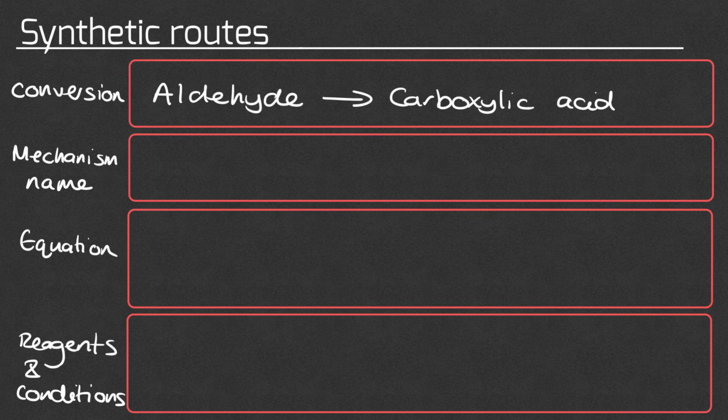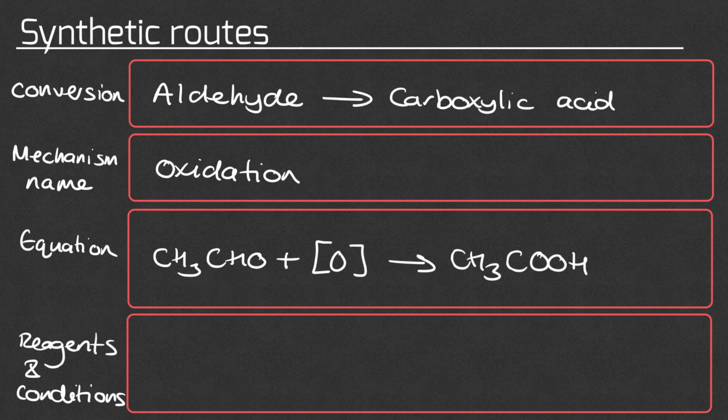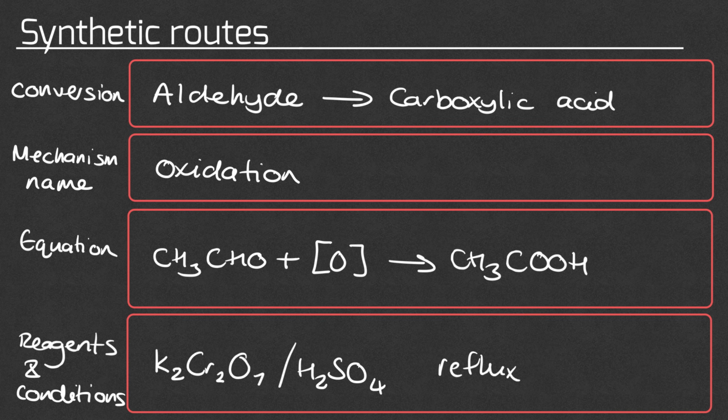For the conversion of an aldehyde into a carboxylic acid, this again would be an oxidation process. An example equation would show the aldehyde reacting with one equivalent of oxidizing agent to produce a carboxylic acid. The reagents and conditions would be acidified potassium dichromate and reflux would be needed.